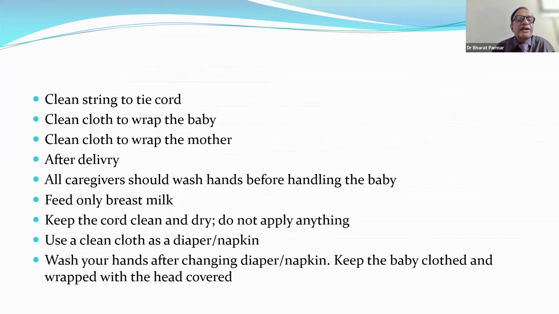Clean string to tie the cord, clean cloth to wrap the baby, clean cloth to wrap the mother, and after delivery, all caregivers should wash hands before handling the baby. Feed only breast milk and keep the cord clean and dry, and do not apply anything on the cord stump. Use clean cloth as diaper and napkin, and wash your hands after changing, and keep the baby clothed and wrapped with head covered to prevent hypothermia.